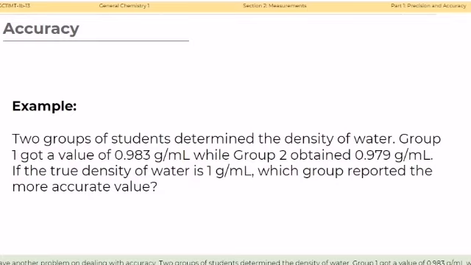Let's have another problem dealing with accuracy. Two groups of students determined the density of water. Group 1 got a value of 0.983 grams per milliliter, while Group 2 obtained 0.979 grams per milliliter. If the true density of water is 1 gram per milliliter, which group reported the more accurate value?